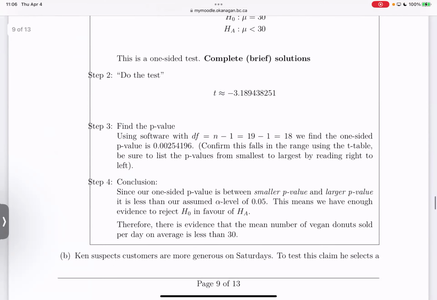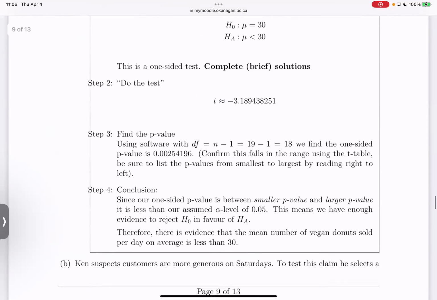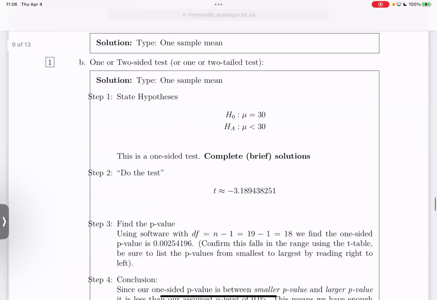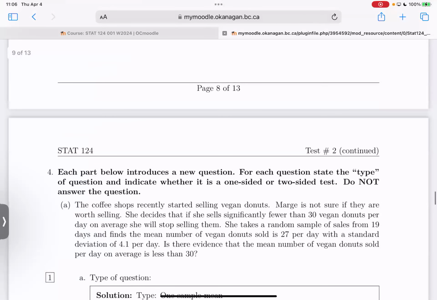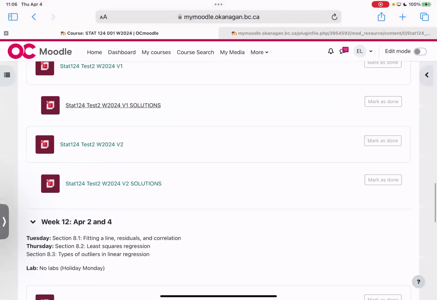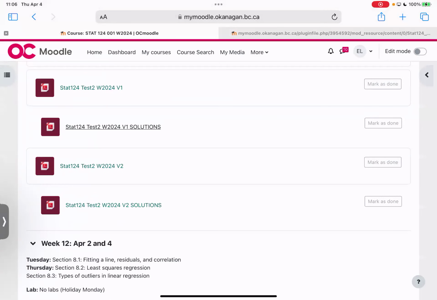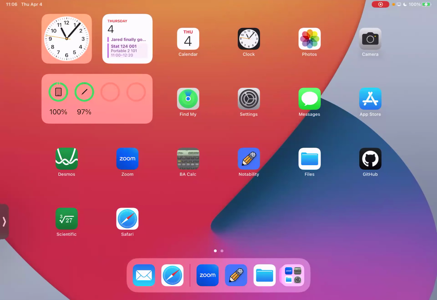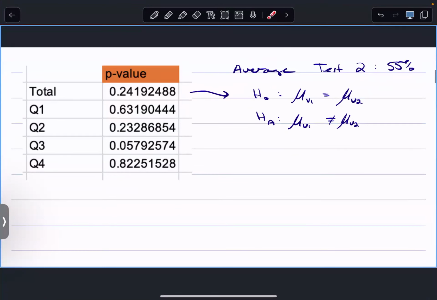I cheat a little bit because I use software to find the p-value, right? They're brief solutions, but just to get a general idea. So you've got those to practice from, right? Those will be good. And then, any questions about the test before we keep going? Not here, not now. That's all right.